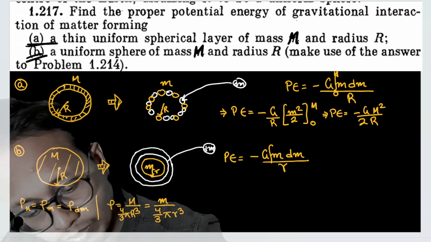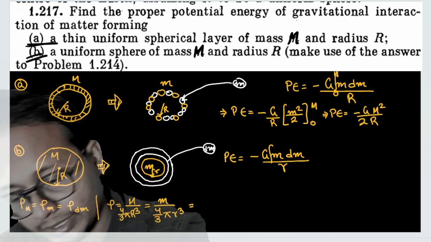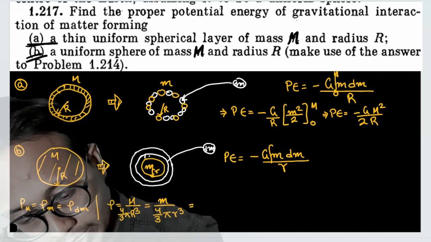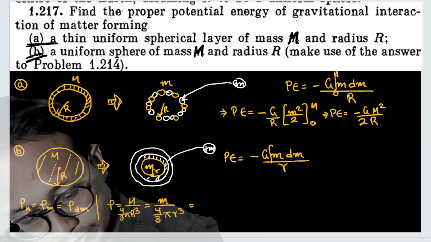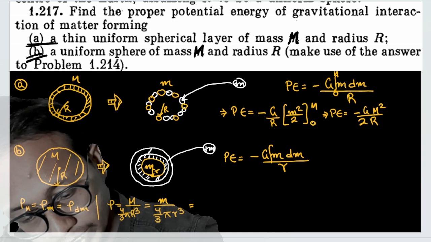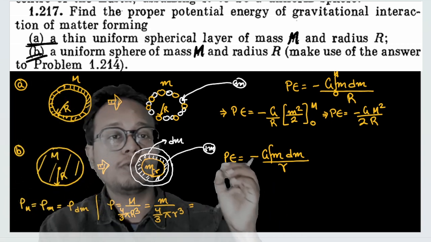What is the density of this elemental shell? This dm out here, the elemental shell that is being formed, dm. What is the volume of this elemental shell?